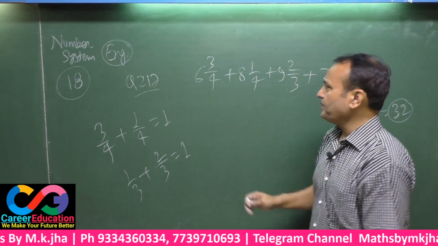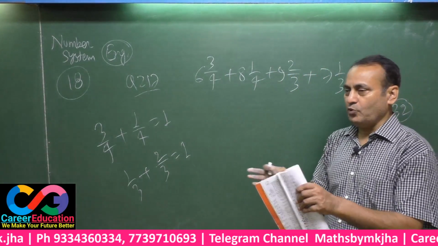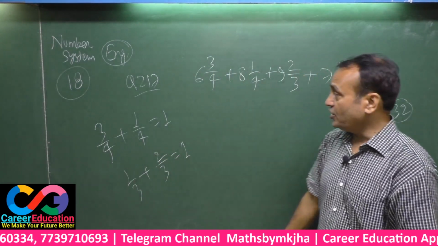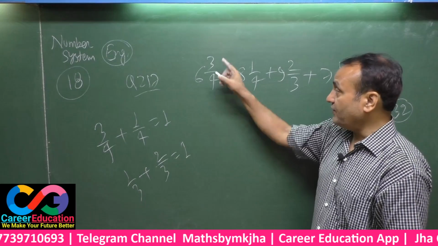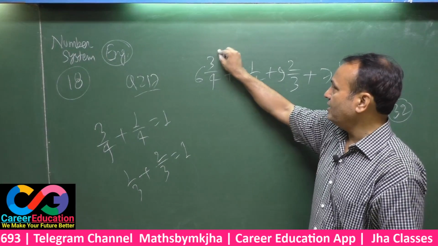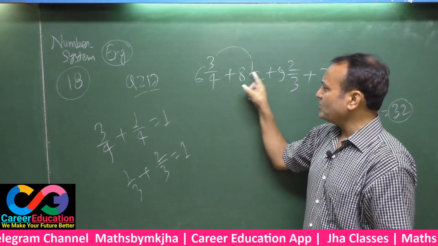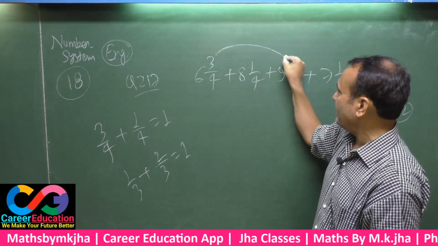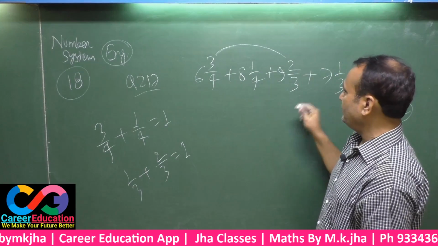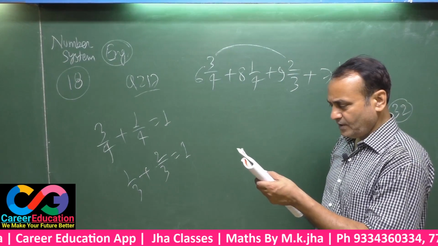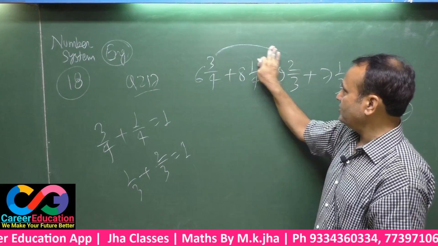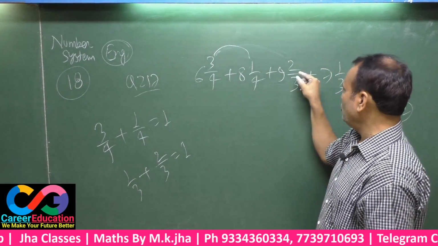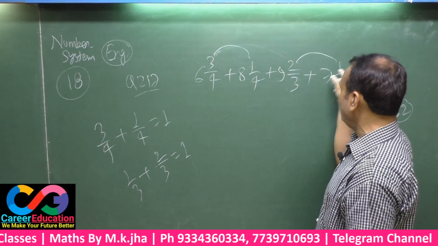Whenever you are going to add mixed fraction numbers, certainly you have to see the fractions. That means you have to see here 3 by 4 plus 1 by 4. See here, 3 by 4 and the difference is 1 by 4. And 2 by 3, the difference is 1 by 3.